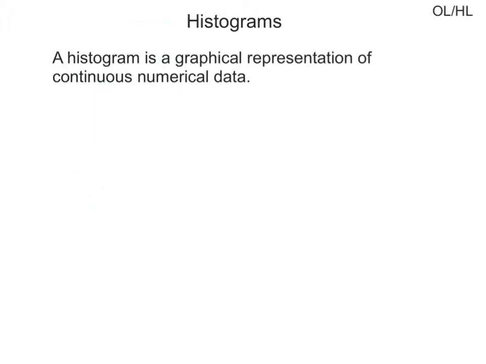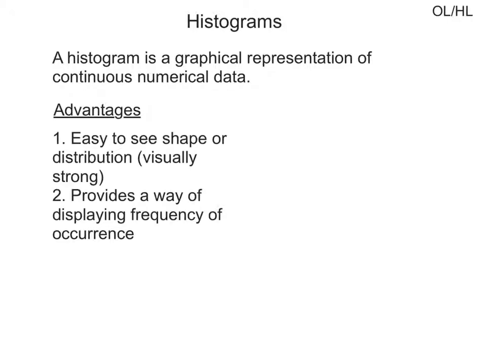A histogram is a graphical representation of continuous numerical data. It is similar to a bar chart. However, there are no gaps between the bars on a histogram. The advantages of histograms are that it is easy to see the shape or distribution of the data, and they provide a way of displaying frequency of occurrence. We will discuss the shape and distribution in a later video.